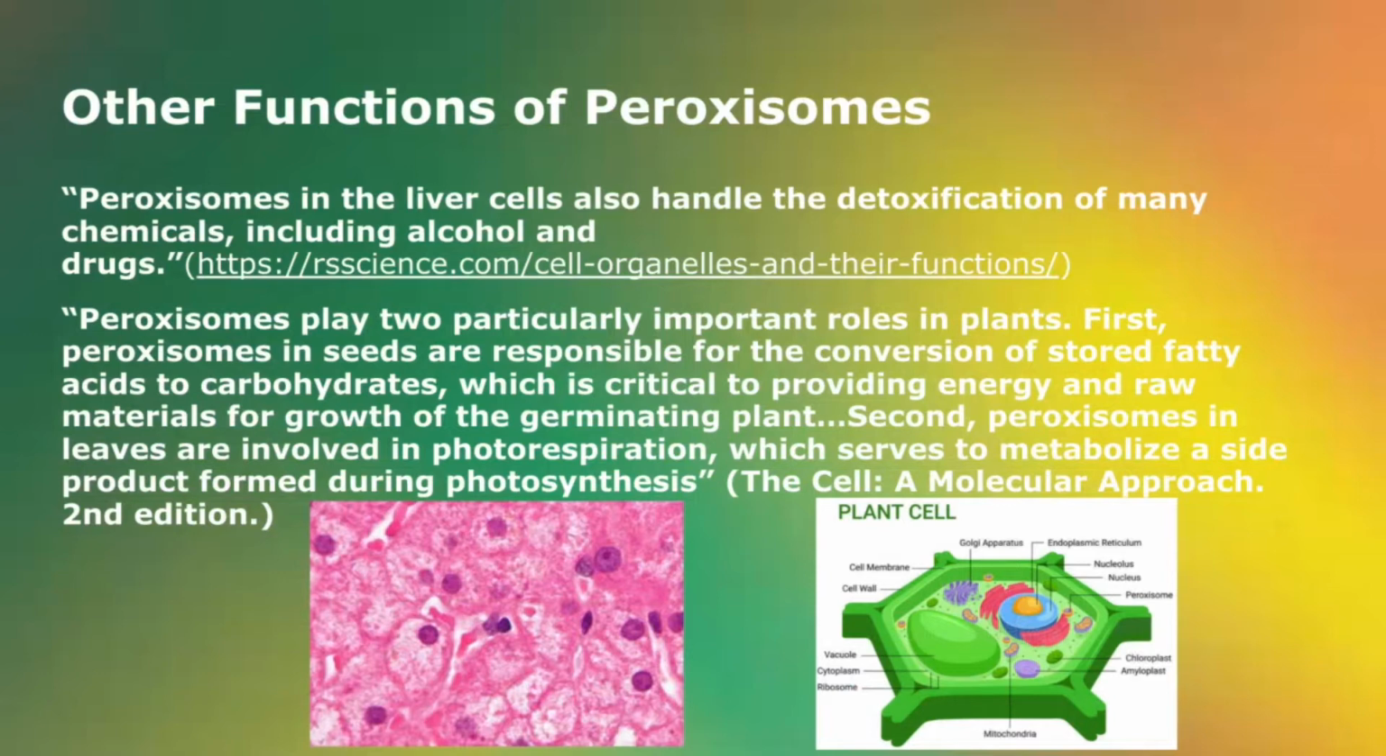And then peroxisomes play two particularly important roles in plants. First, peroxisomes in seeds are responsible for the conversion of stored fatty acids to carbohydrates, which is critical to providing energy and raw materials for growth of the germinating plant. Second, peroxisomes in leaves are involved in photorespiration, which serves to metabolize a side product formed during photosynthesis. So another important thing to know about peroxisomes is that they're in almost every cell pretty much permanently.